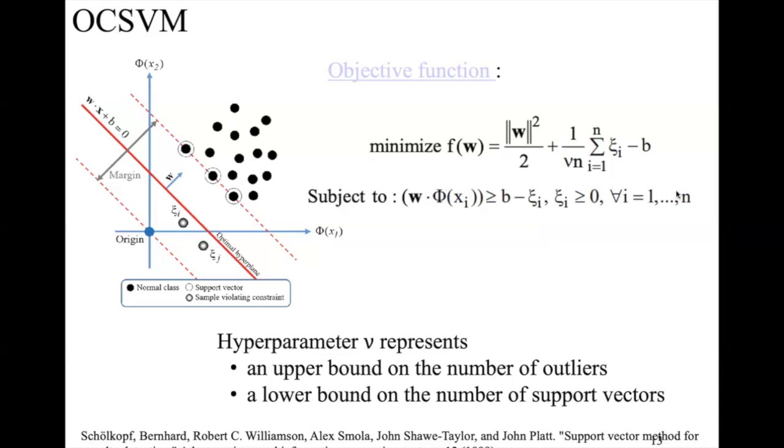The only difference is that we involve a new hyperparameter, nu. This hyperparameter represents an upper bound on the fraction of outliers, similar to before, controlling how many outliers there are. It also represents a lower bound on the fraction of support vectors. Support vectors are just the points on the lines; we call them support vectors.